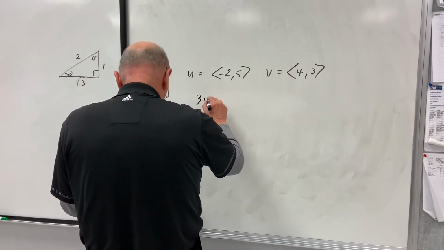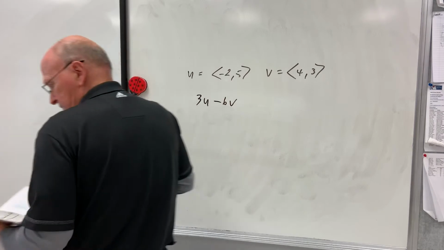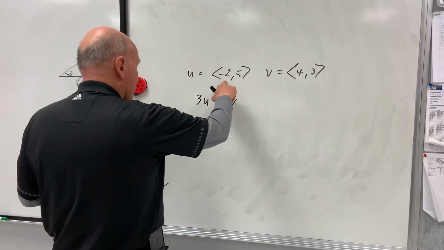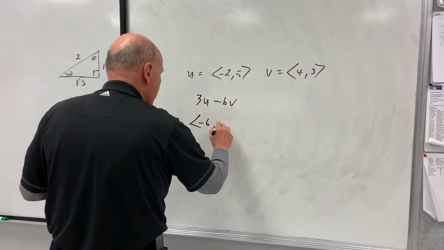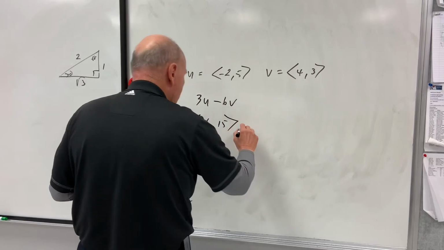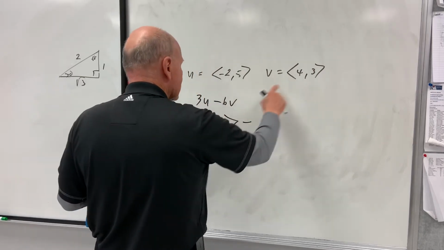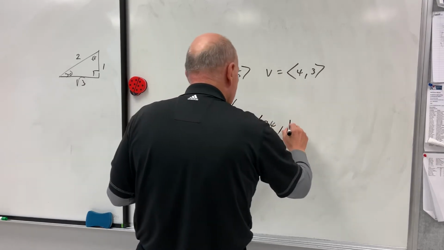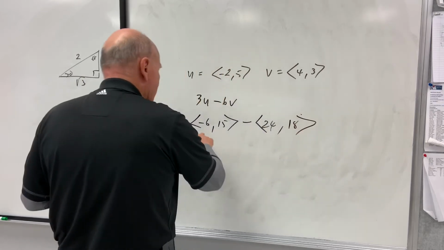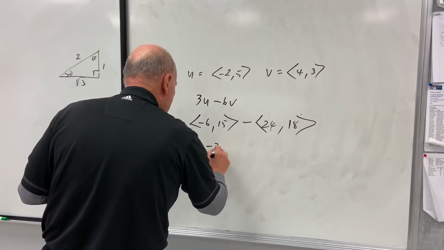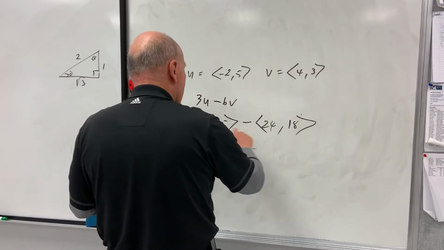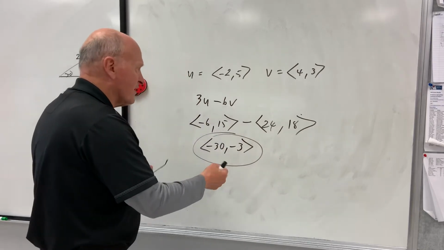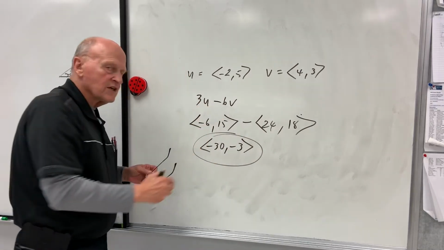We've got 3u minus 6v, and we want to know what that's equal to. So 3u, that'd be 3 times this, so that'd give me -6, 15. And then we've got minus, and we've got 6 times v. 6 times 4 is 24. 6 times 3 is 18. I've got -6 minus 24, that would be a -30. I've got 15 minus 18, that would be a -3. And there is my vector that is the difference in 3u and 6v.